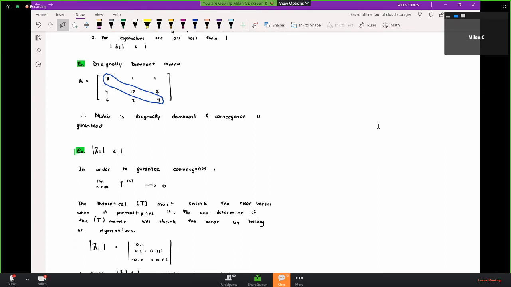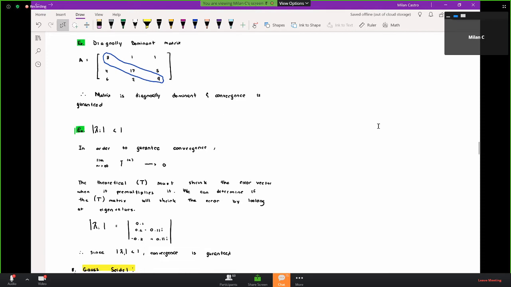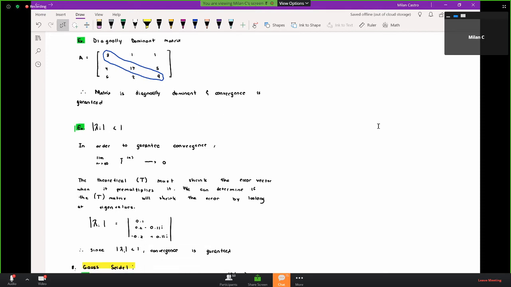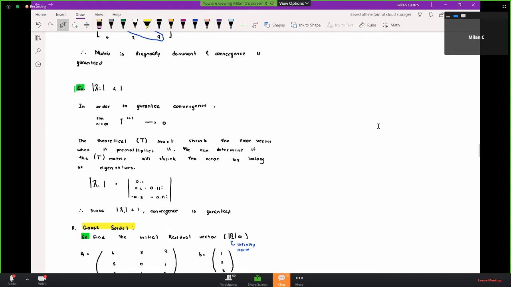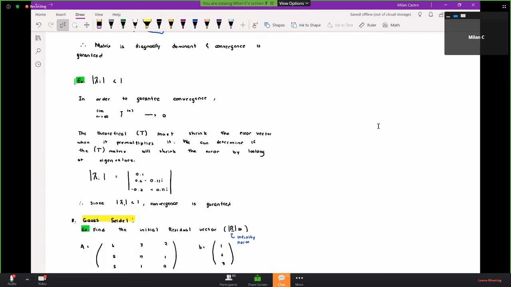The reason that we want to find eigenvalues that are all less than 1 is because when we pre-multiply the theoretical T matrix by the error vector, we want to shrink it in order to guarantee convergence all the time. So we have to look at the eigenvalues. If the eigenvalues of that matrix are all less than 1, then convergence is guaranteed.